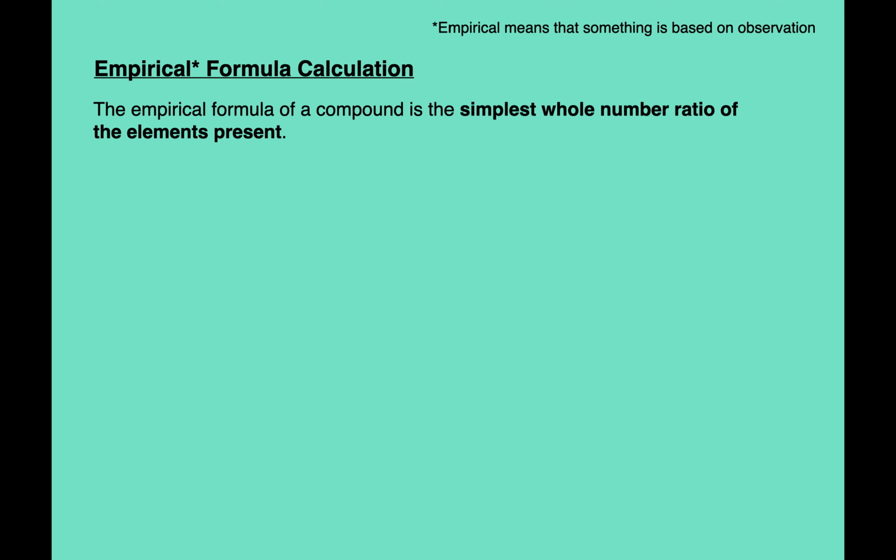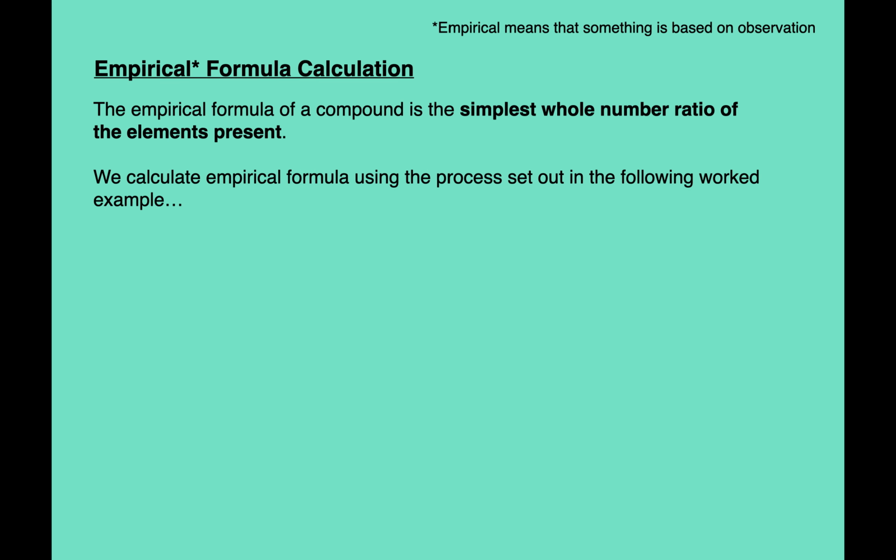The empirical formula of a compound, this is something for you to remember, is the simplest whole number ratio of the elements present. The simplest whole number ratio of the elements present. That's the definition you need to know. We can work out the empirical formula using the following process.